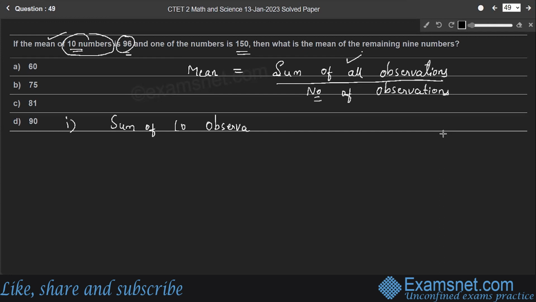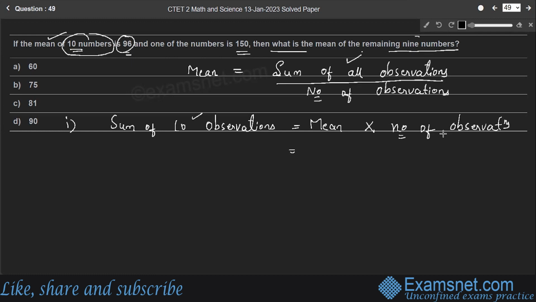10 observations is equal to mean of 10 observations into number of observations, right? According to the formula. Why do we need the sum of 10 observations? Because we have to find the value of the sum of 9 observations, because at the end we are going to find the mean of the remaining 9 numbers, right?